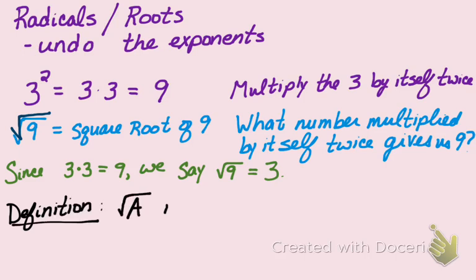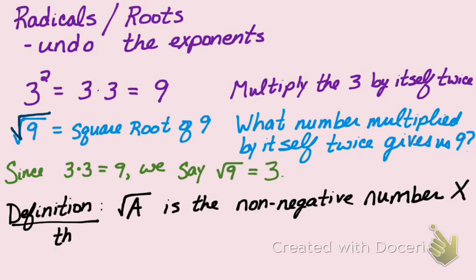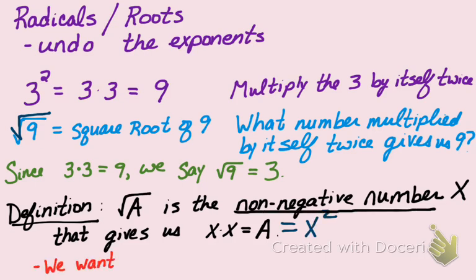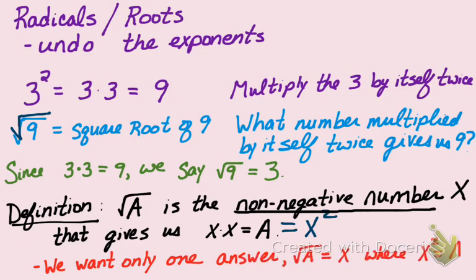So the formal definition of square root is: the square root of a is the non-negative number x that gives us x times x equals a, or x squared equals a. The big key here is that we want a non-negative number because we want only one answer. So the only answer we want to the square root of a is the non-negative answer. So that's why we say the square root of 9 equals 3. We just want one answer.